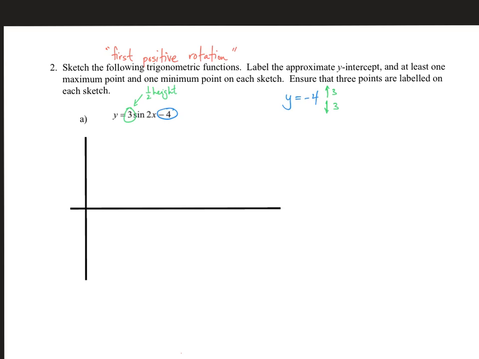And so right off the bat then, I know something about my maximum and my minimum points. I know the y value. The middle of my graph is at -4. So I know that the max has to be 3 above it at -1. My middle is -4. My minimum has to be 3 below it, -7.